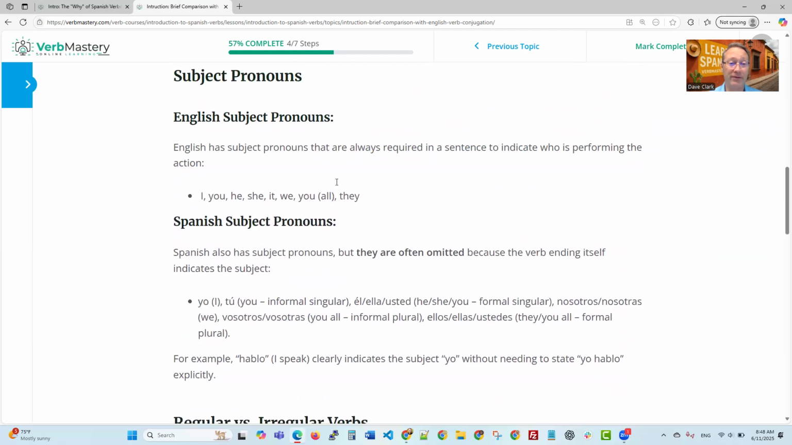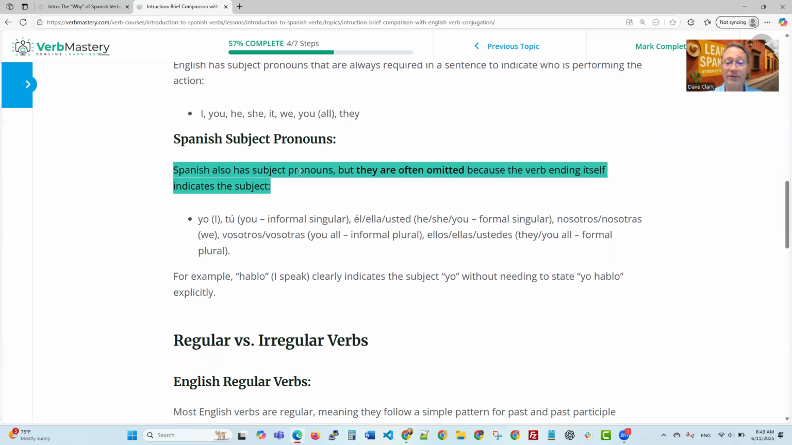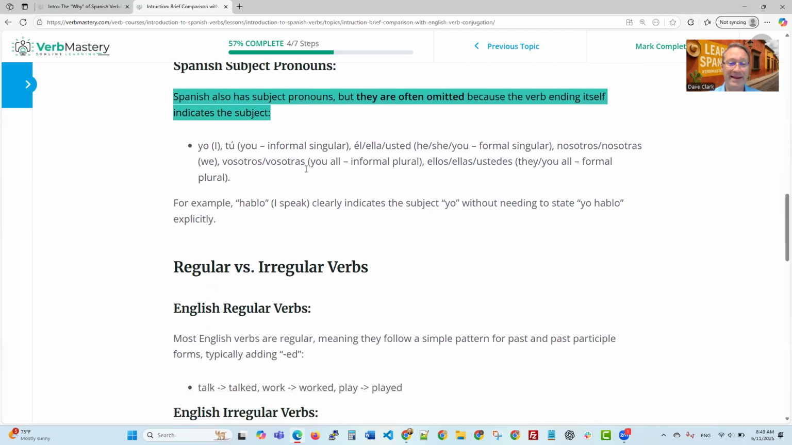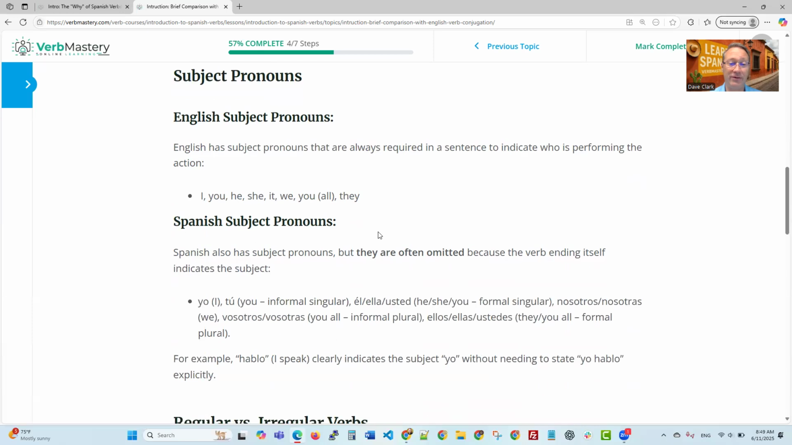So, subject pronouns. English subject pronouns. English has subject pronouns that are always required in a sentence to indicate who's performing the action. They are I, you, he, she, it, we, you all, or they. Spanish subject pronouns, we already learned these before, but here's a quick review. Spanish also has subject pronouns, but they're often omitted because the verb ending itself indicates the subject, right? Because there are 6 variations.